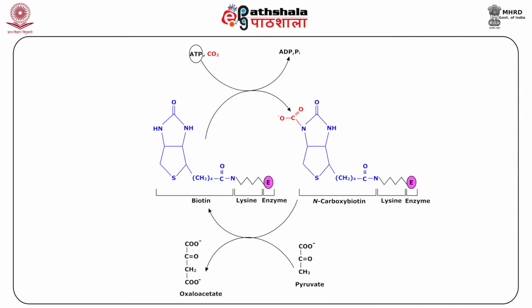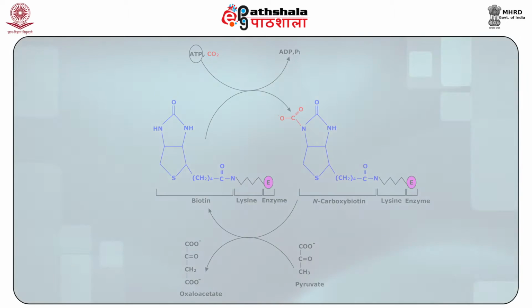Pyruvate carboxylase operates by a two-step mechanism which is shown to you here clearly in this figure. As you can see, the two steps are involved here in this reaction. Also, you can see here that enzyme-bound biotin acts as a carrier for carbon dioxide in pyruvate carboxylase reaction, starting with an ATP-dependent carboxylation of cofactor to give N-carboxy-biotin. This activated derivative then transfers the carboxyl group to the pyruvate.